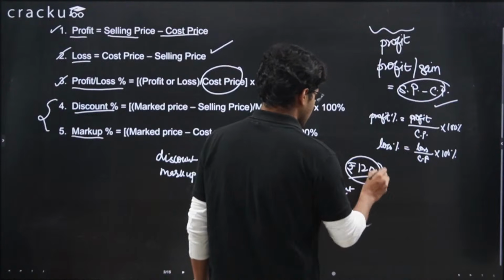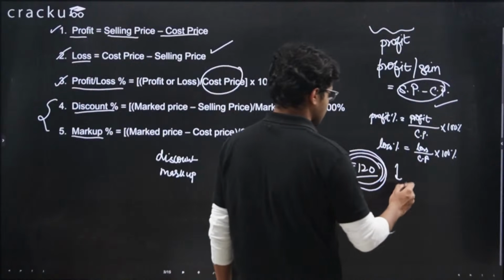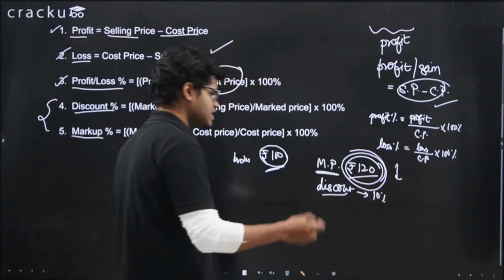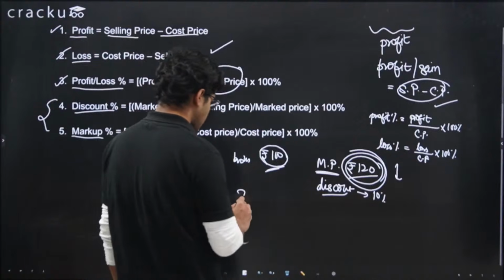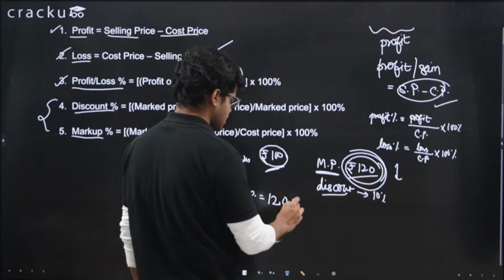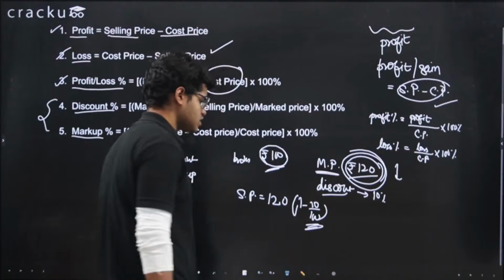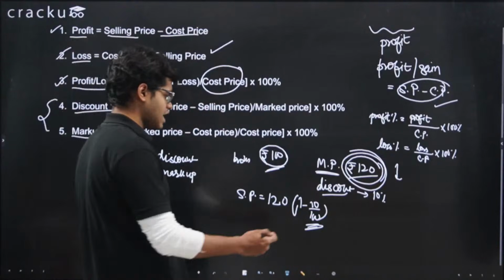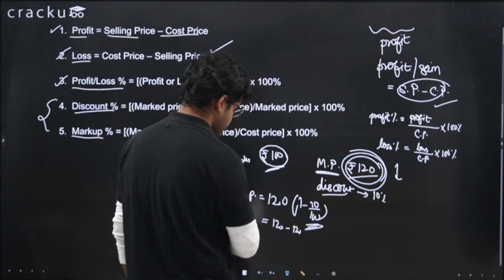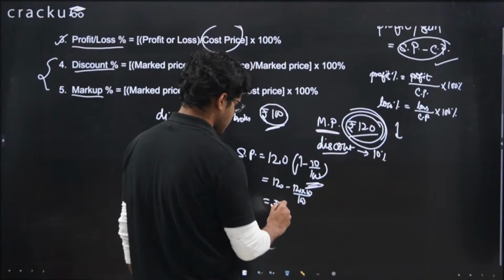What does this mean? It means in this rupees 120, I will reduce this value by a certain percentage. Let's say I am giving a discount percentage of 10%. It means I will be selling the book at a price of marked price into 1 minus 10 by 100. This is reducing my marked price. I am selling at 120 minus 120 into 10 by 100, which is rupees 108.